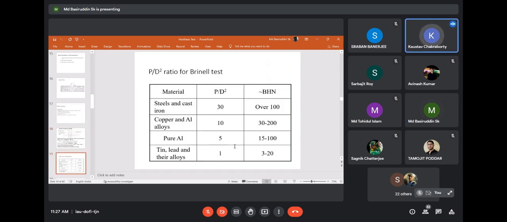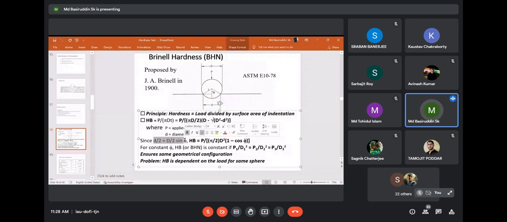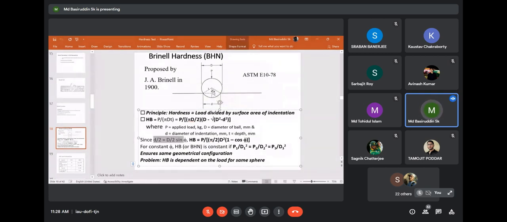So here, sir, by maintaining that constant ratio for that constant phi, won't that small d by capital D ratio remain constant? That is why I'm saying that the phi value should be constant. Look at the geometry: if you keep phi constant, then obviously the small d by capital D should be constant, no?